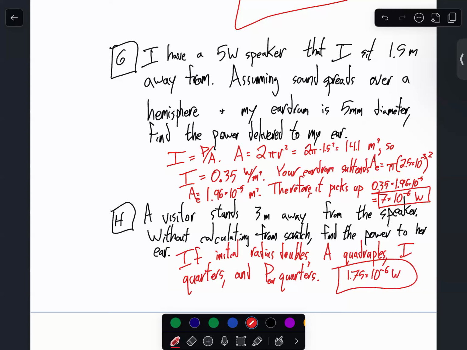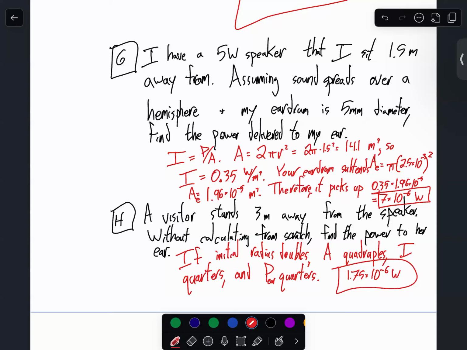Okay, so again, for G, I find the intensity. The first step is to find how densely packed the energy is, the intensity, where I'm sitting. Power is 5 watts, given, and the area spreads out over a hemisphere. The sound can't go into the ground or the table. It spreads out over a hemisphere of 1.5 meter radius. Surface area of a hemisphere is half of the 4 pi r squared of a sphere, so 2 pi r squared for a radius of 1.5 meters, 14.1 meters squared. That's how dense the energy is. Each square meter at this distance is 0.35 watts.